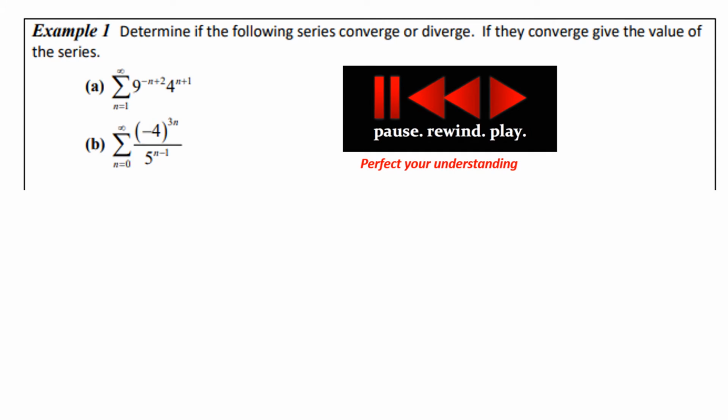And let's use it to solve this problem. So I'm asking you to determine if the following series, there's two, A and B, converge or diverge. If they converge, give the value of the series. If they diverge, you should explain why. You know what to do. Let's see how you did.